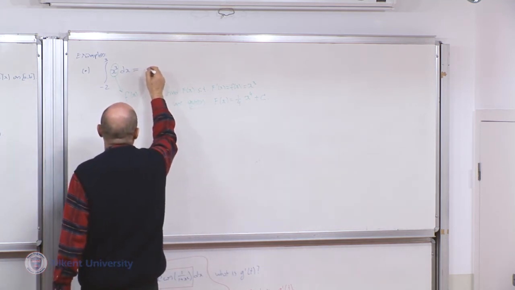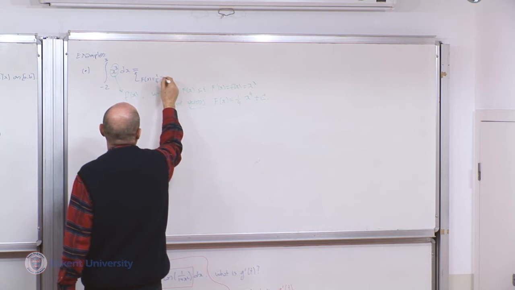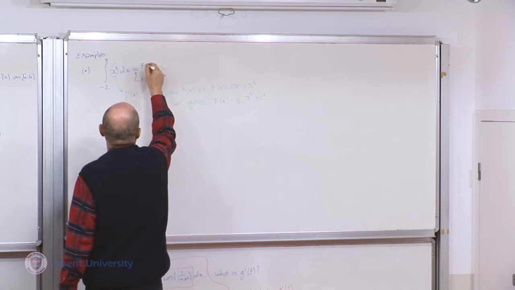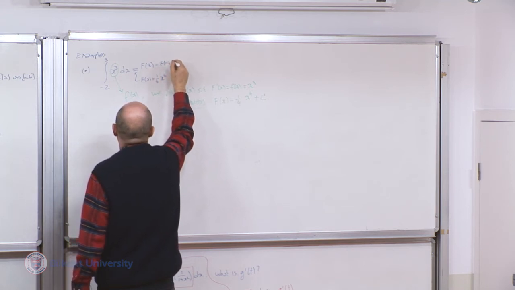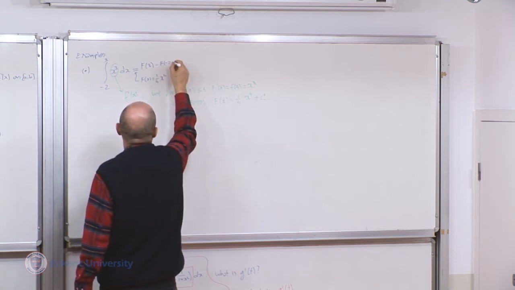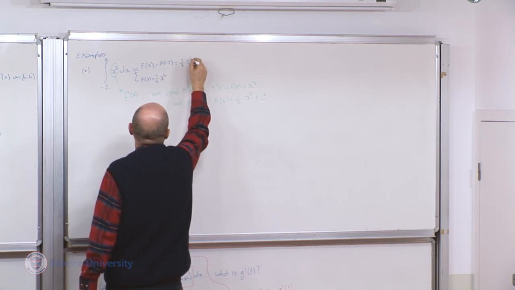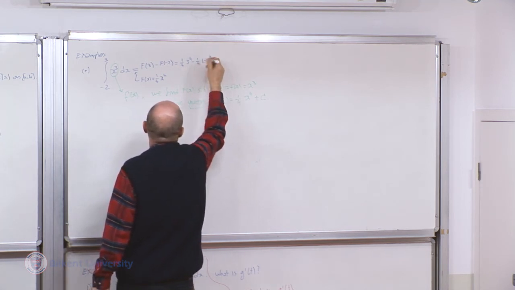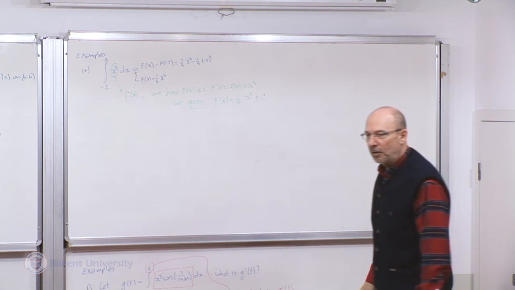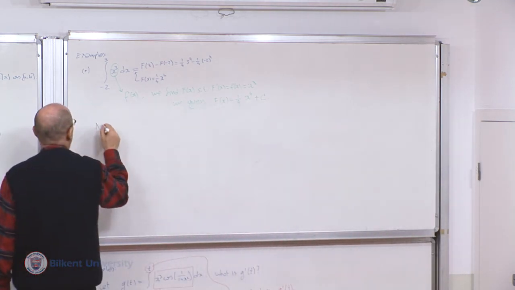So here I say f of x is equal to 1 over 4 x to the 4. So I have f of 3 minus f of minus 2. So this is 1 over 4 times 3 to the 4 minus 1 over 4 times minus 2 to the 4. So whatever that number is, you calculate that. That's the answer.